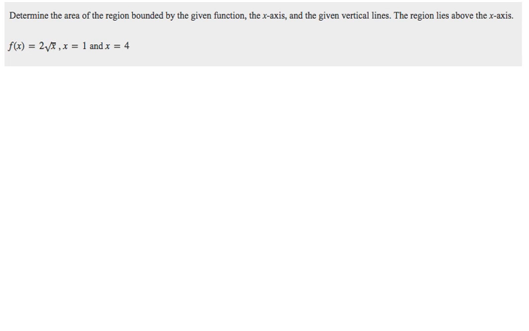Okay, in this problem we want to find the area bounded by this function, 2 square root of x, the x-axis, and then these two vertical lines, x equals 1 and x equals 4. It's really helpful to sketch a picture of the graph. So I'm going to start the graph at x equals 0, and we'll go out to 4.